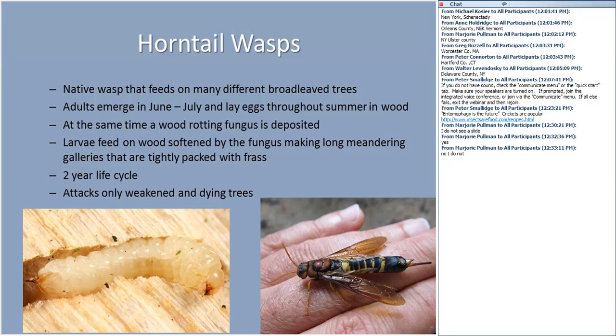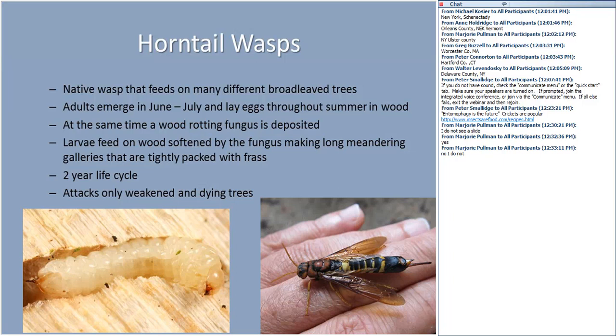But on the other hand, I remember when we had beech bark disease moving through this area, the horntail wasps were absolutely everywhere, and it was really cool because they're a beautiful insect. You can see there, they actually scare the living daylights out of people because they look like a huge wasp that's going to sting you. But of course, the only thing they sting are the trees.